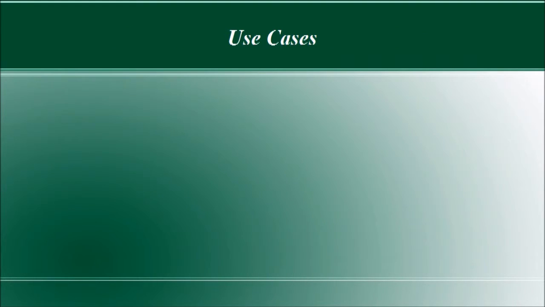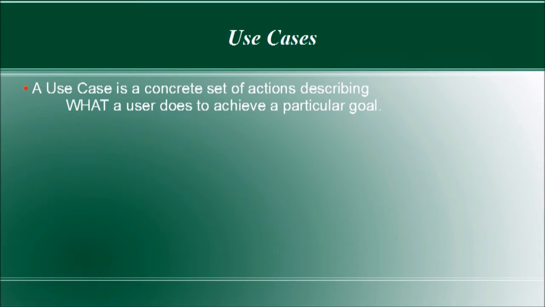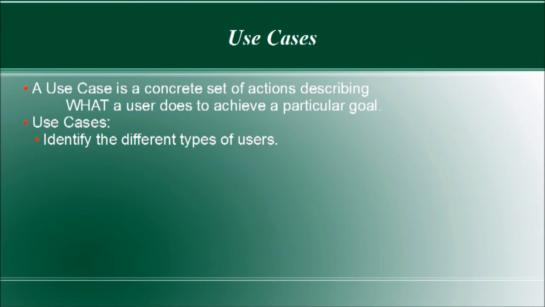There are many books and articles on how to do a use case. They range from simple diagrams to incredibly detailed endeavors with strict rules for using symbols and formatting. For our purposes, we only need to understand what a user is doing and have a logical place to organize those requirements. For our purposes, a use case is a concrete set of actions describing what a user does to achieve a particular goal.